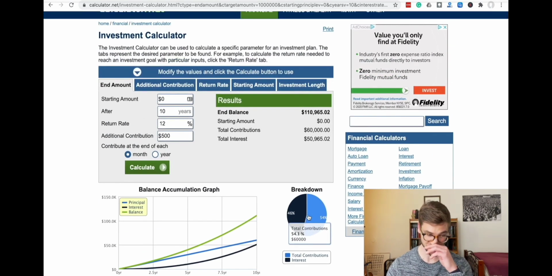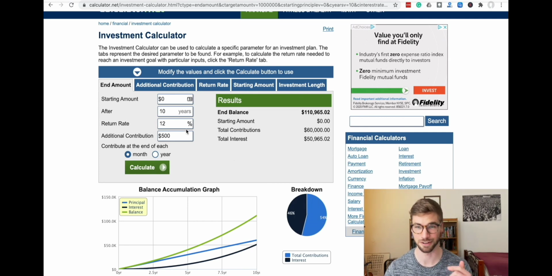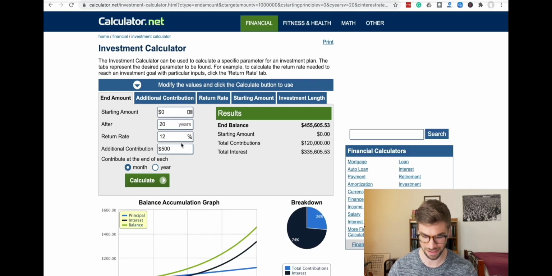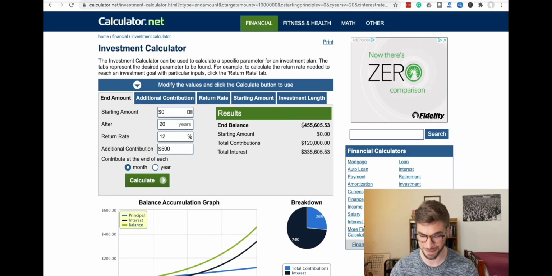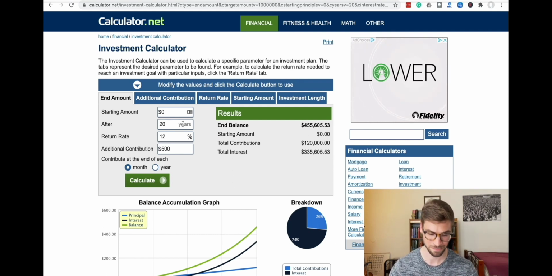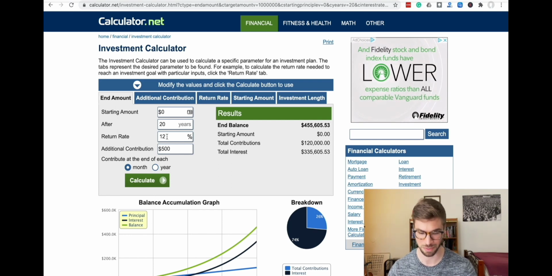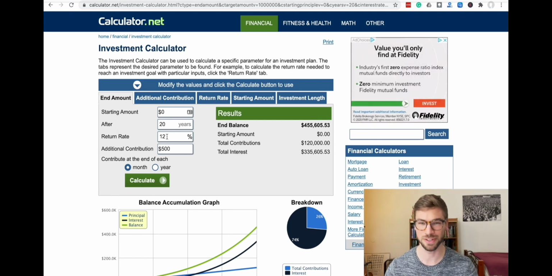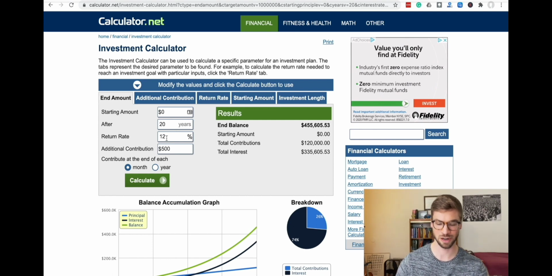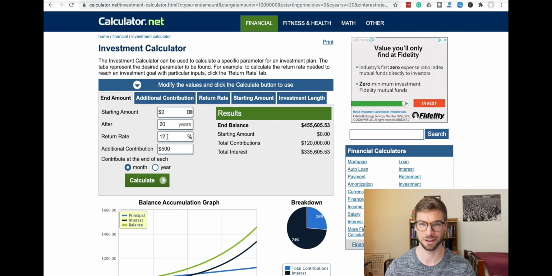So let's do another scenario. Say you invest $500 per month. You don't just do this for 10 years, but you do it for 20 years. Let's calculate it and see the difference. Wow, it just went from $110,000 to around $500,000, assuming that return rate is 12%, which, by the way, 12% is the average return rate for investing in the S&P 500 over the past 100 years. That has been the average amount of returns that people get from the investments.